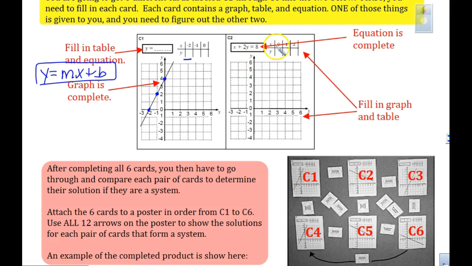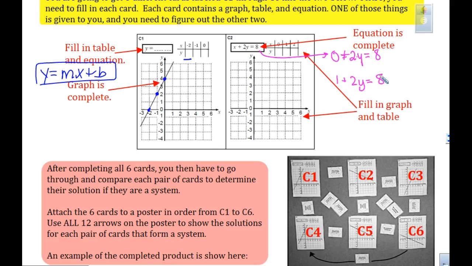If I was trying to find when x is 0, couldn't I simply go to this equation? So please write this right in your notes at the bottom there. And if I wanted to find when x is 0, I could change this and put 0 plus 2y equals 8. And the next time I could try 1 plus 2y equals 8.